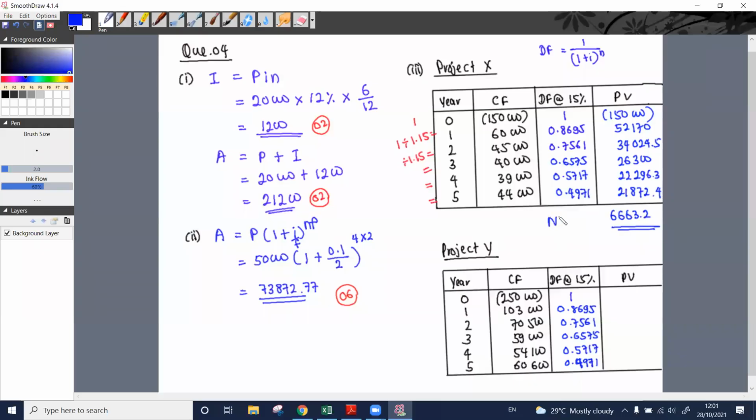This is the NPV value of project X. Find the NPV value of project Y as well. NPV of project Y.